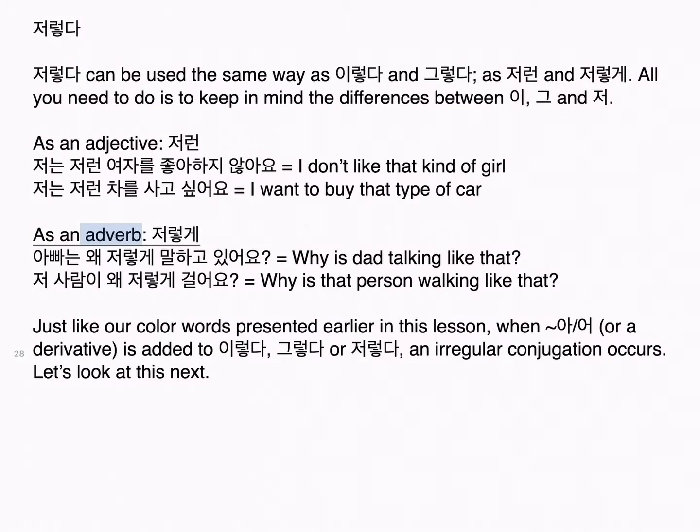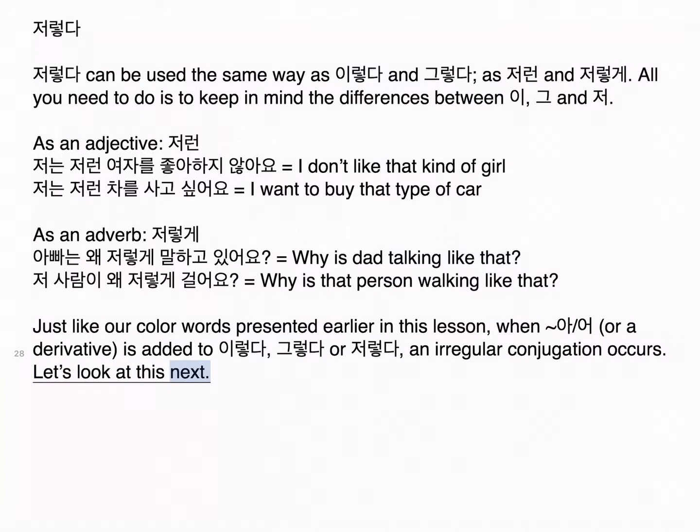As an adverb. 저렇게. 아빠는 왜 저렇게 말하고 있어요? Why is dad talking like that? 저 사람이 왜 저렇게 걸어요? Why is that person walking like that? Just like our color words presented earlier in this lesson, when 아/어, or a derivative, is added to 이렇다, 그렇다, or 저렇다, an irregular conjugation occurs.